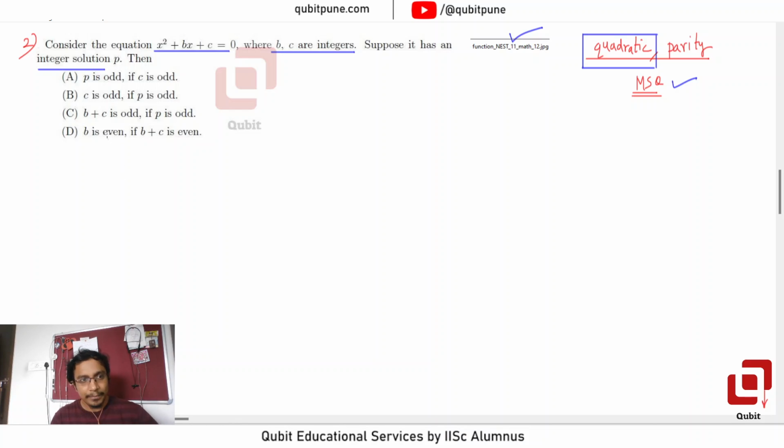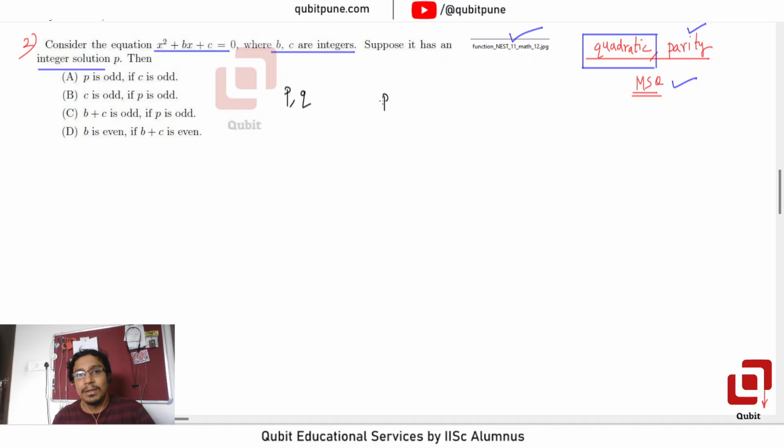Now because you can see the options odd, even, this question is also based on parity. Parity is basically the property which classifies integers into odd numbers and even numbers. So I want you people to try this MCQ out. I will tell you the things that you need to solve this particular problem. Firstly, assume that the other root is q.